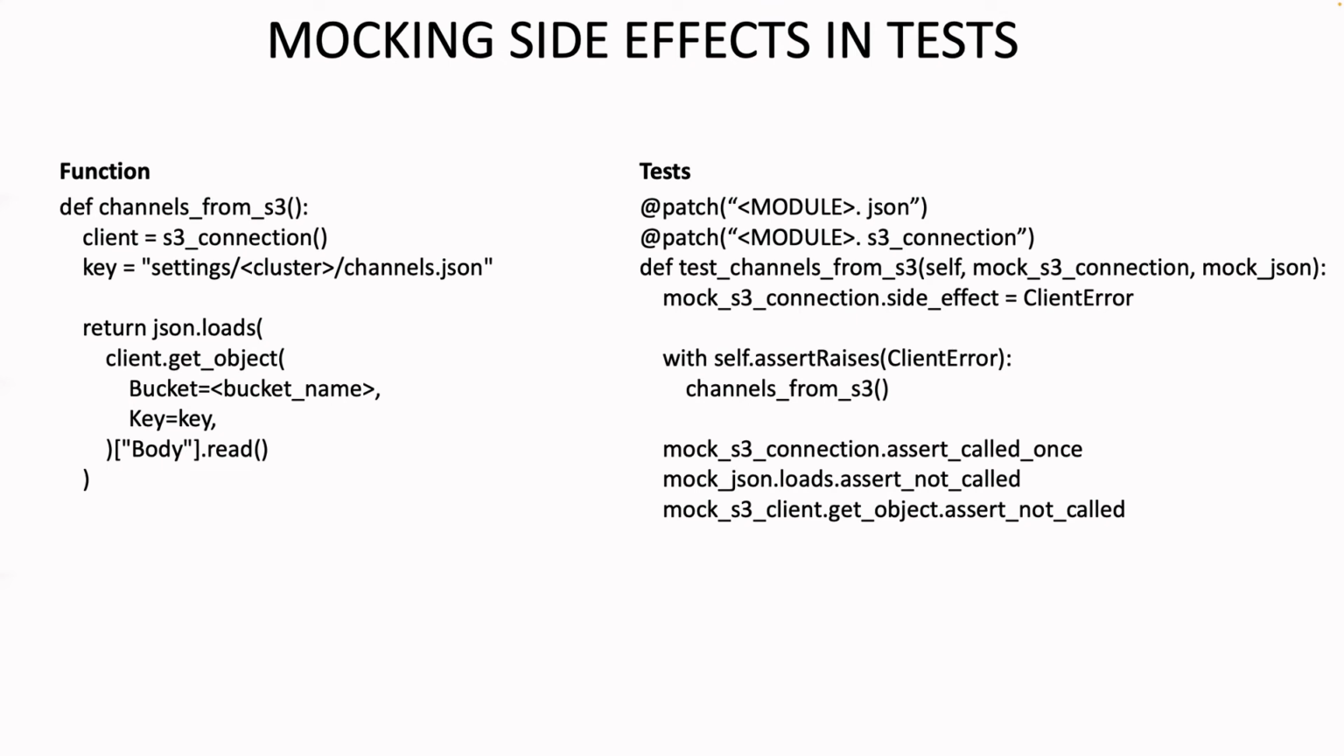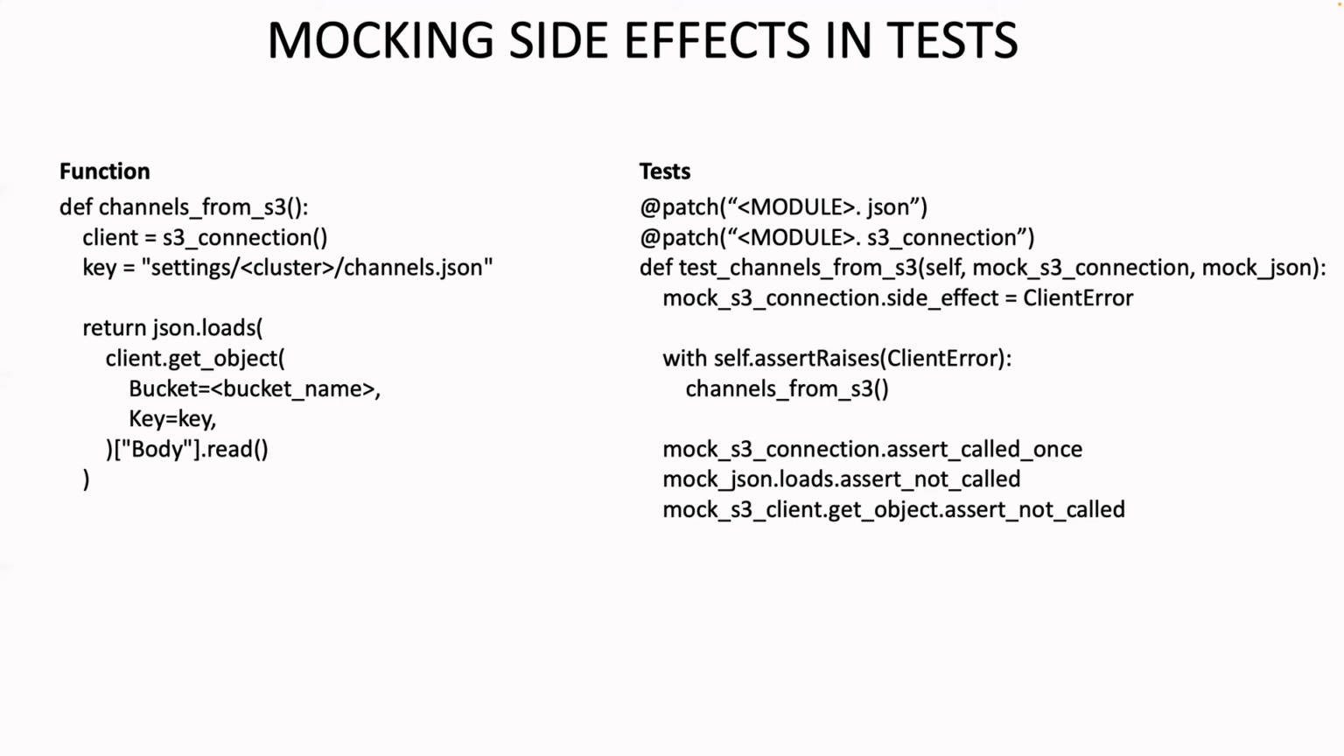Or you could give it some other. The side effect could also be an error message. It's whatever you want it to be, but usually it's some sort of exception. So in this example, it's the same function, channels from S3, that we were testing before. But now we do the same mocking as normal, but now we don't provide any return values. We just tell the test ahead of time the S3 connection is going to have a side effect of ClientError, which is a legitimate Boto3 error that's raised if you fail to connect to the S3 client, basically, in Python.